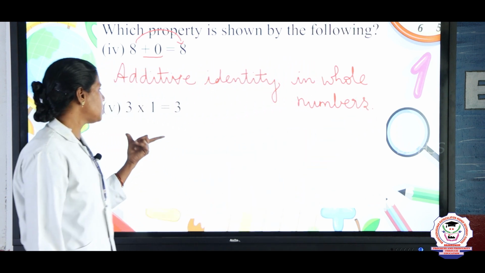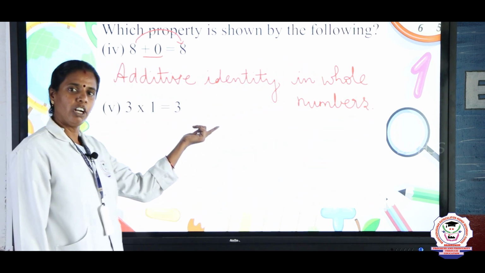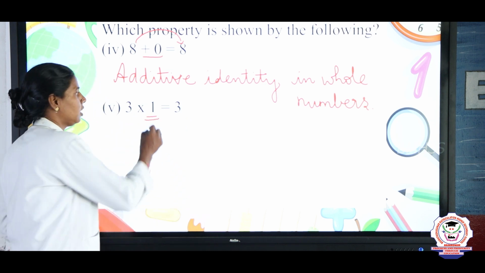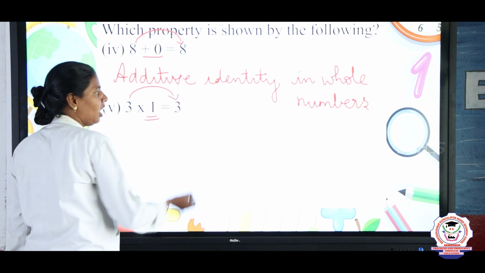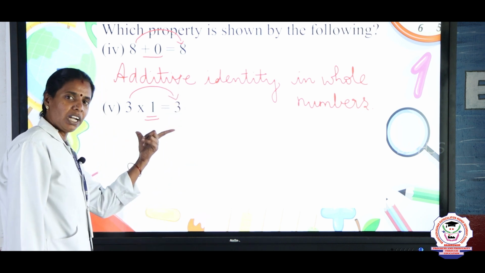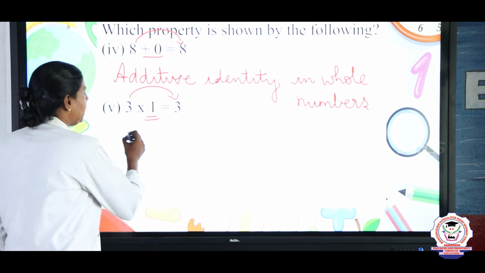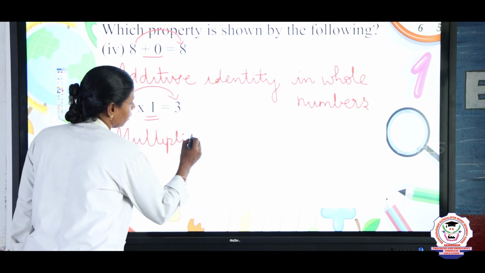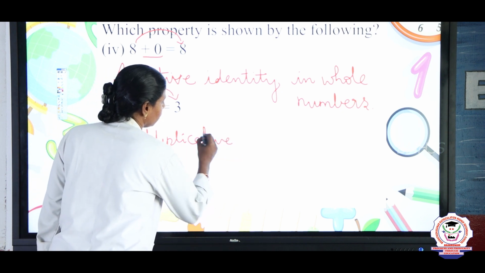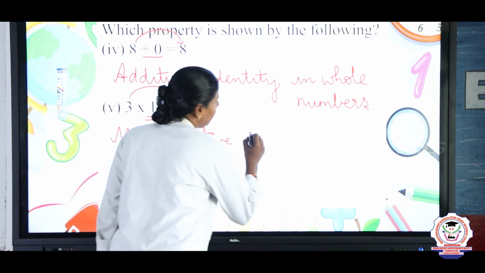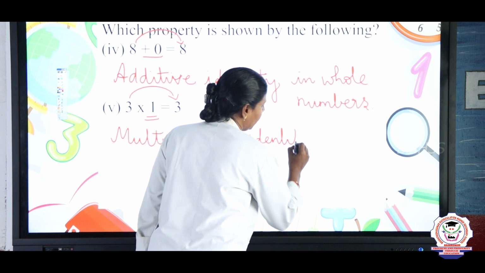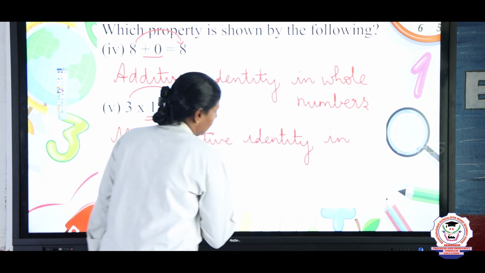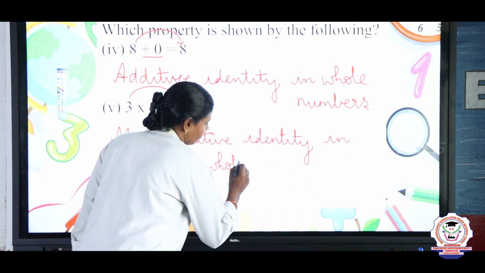And the last question is 3 into 1 equal to 3. That is, 1 is the identity with respect to multiplication, because when you multiply by 1 we are getting the same number. So what property is this? Yes, very good. Multiplicative identity. 1 is the multiplicative identity. So multiplicative identity in what? In whole numbers.